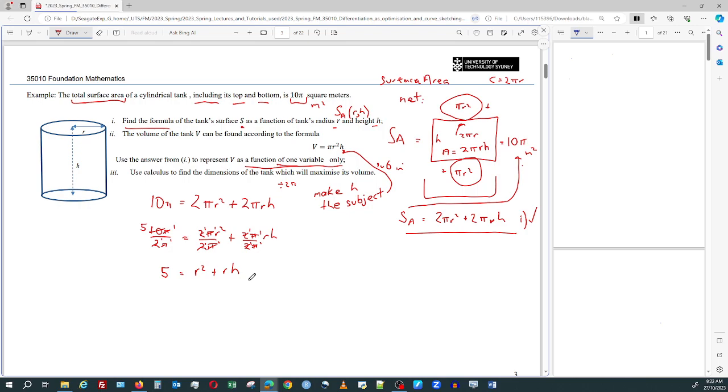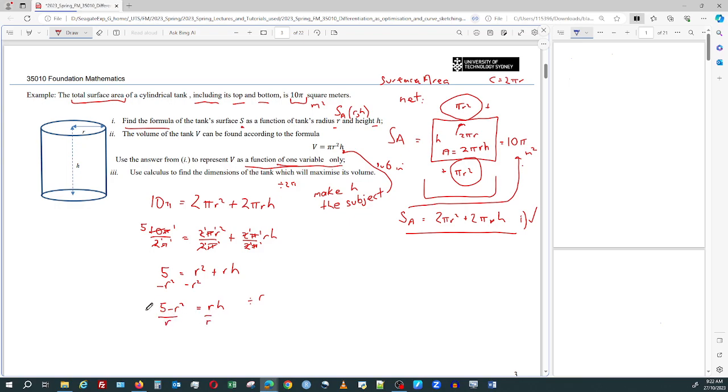All right. So what we can do is perhaps move the r squared term over, minus r squared. What you do to one side, you do to the other. So we'll get 5 minus r squared is equal to rh. And then finally, we can divide by r. So we divide by r both sides.